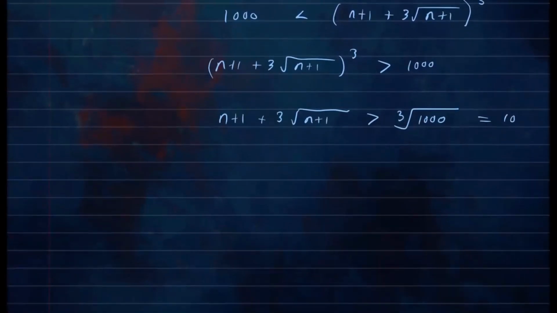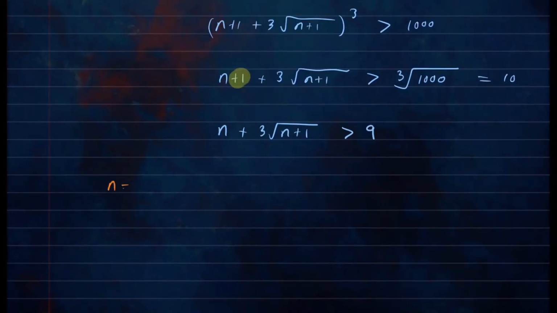So I can subtract 1 from both sides, so I can get rid of this. So that will give me n plus 3 times the square root of (n+1) greater than, take away 1, that's going to be 9. Now, solving this algebraically is a bit difficult because you have n in 2 different places. So we're going to start guessing some values for n.